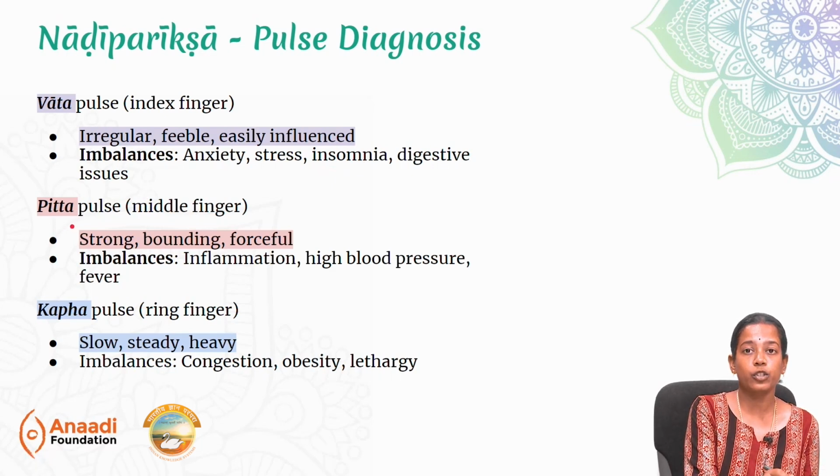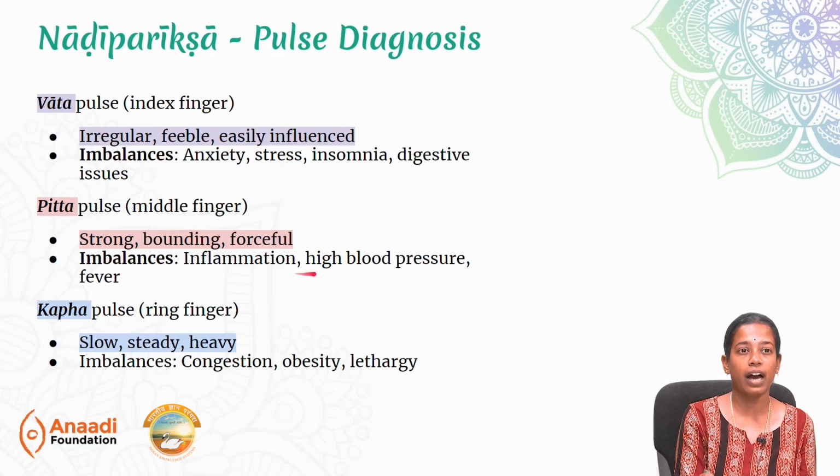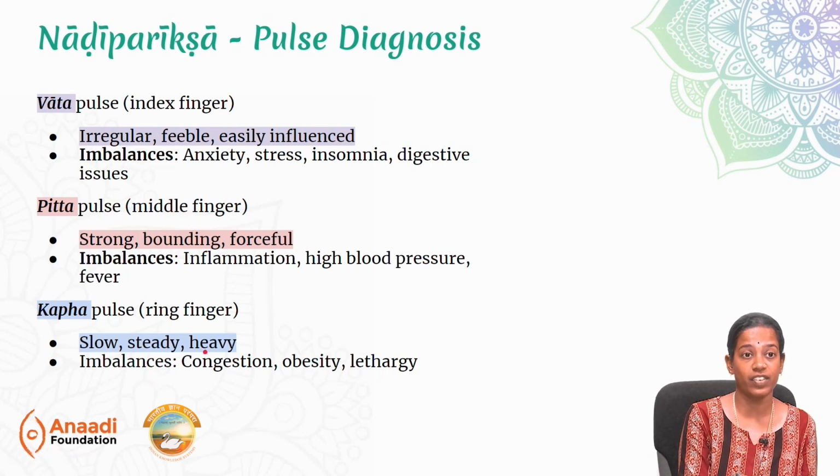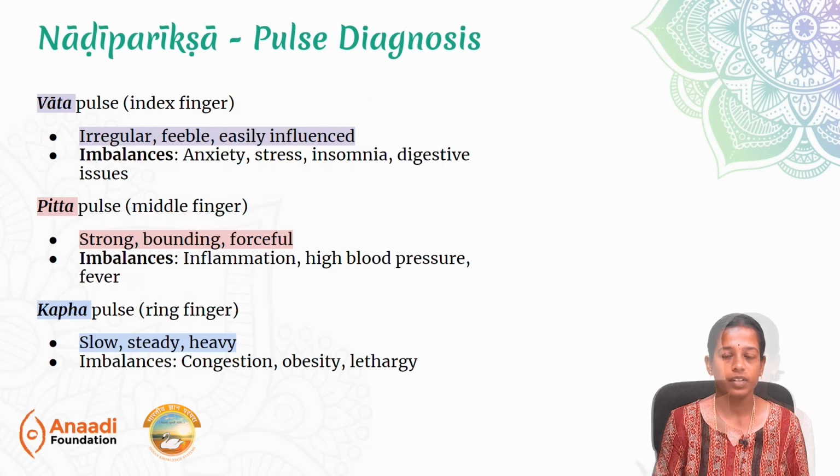The middle finger, which points to the Pitta pulse, is always strong, bounding and forceful, imbalance of which would cause inflammation, high blood pressure and fever. While the ring finger would point to the Kapha pulse. The characteristics of a Kapha pulse are slow, steady and heavy, the imbalance of which would cause congestion, obesity and lethargy.